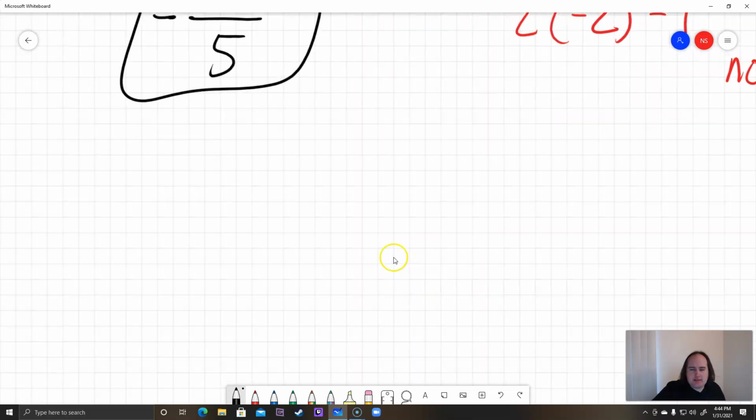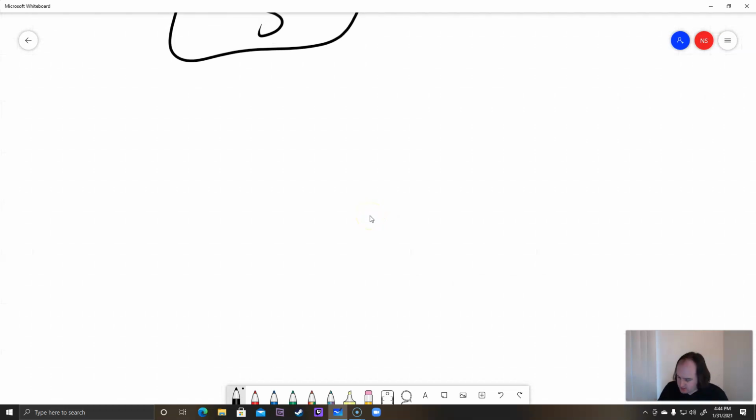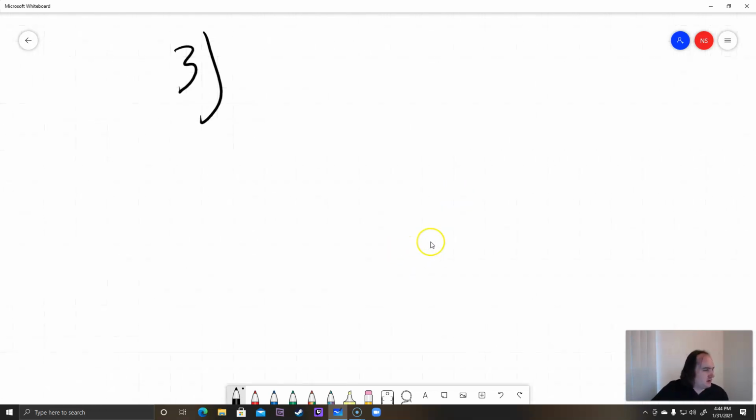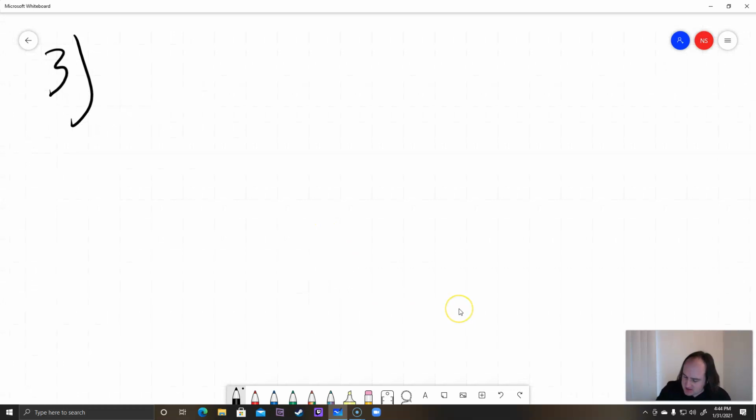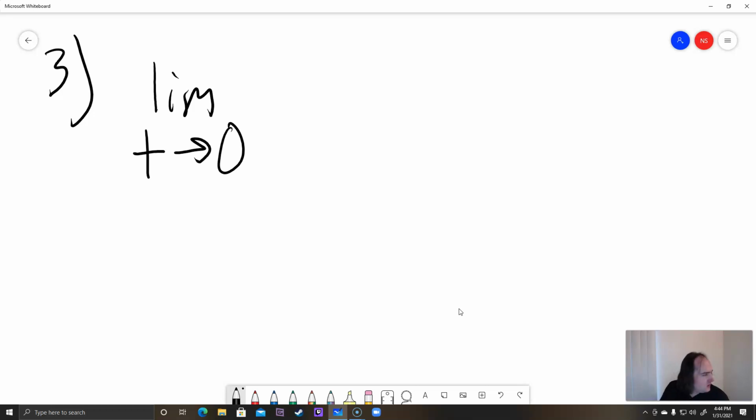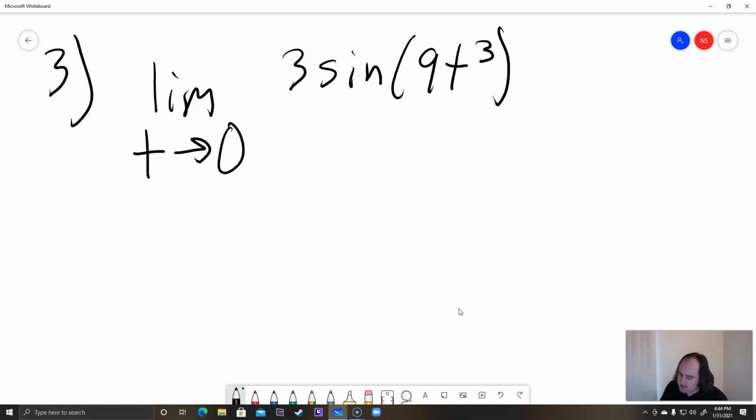Okay, cool. So let's see an example with trig functions. This is example number 3. For this one, we want to find the limit as t goes to 0 of 3 sine of 9t cubed, all over 4t.